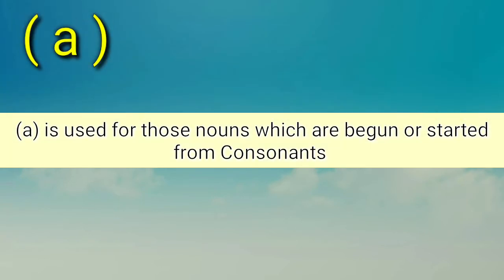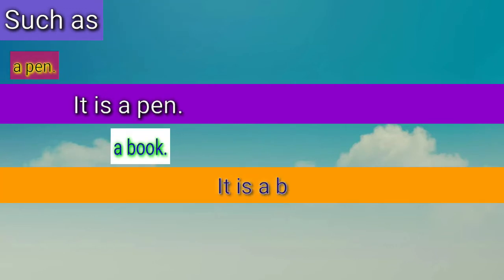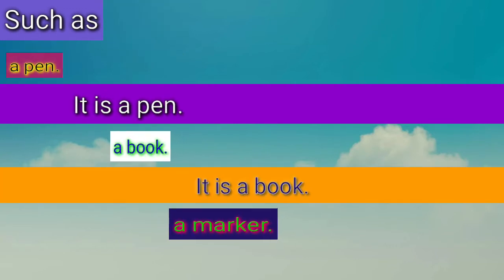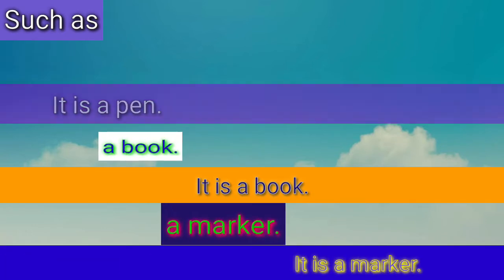A is used for those nouns which start with consonants, such as a pen, it is a pen; a book, it is a book; a marker, it is a marker; a table, it is a table.